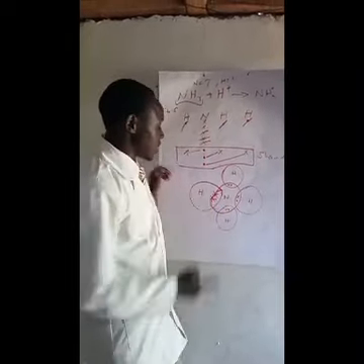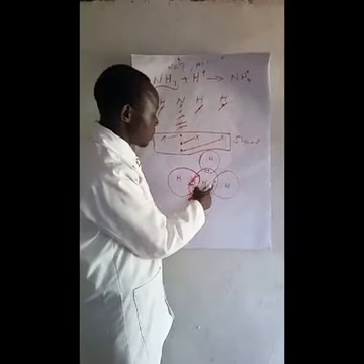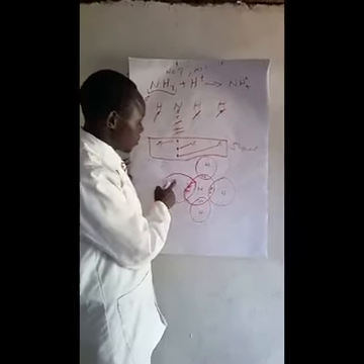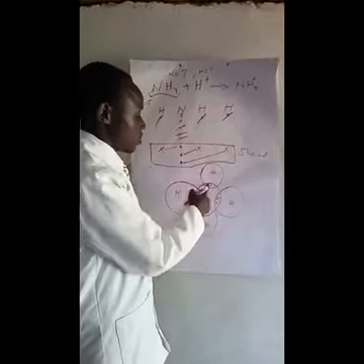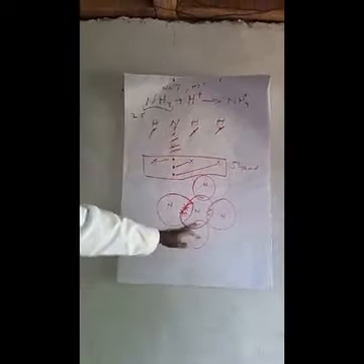So you realize that nitrogen, to be stable, has 1, 2, 3, 4, 5, 6, 7, 8. Each hydrogen has 2. So this is NH3.